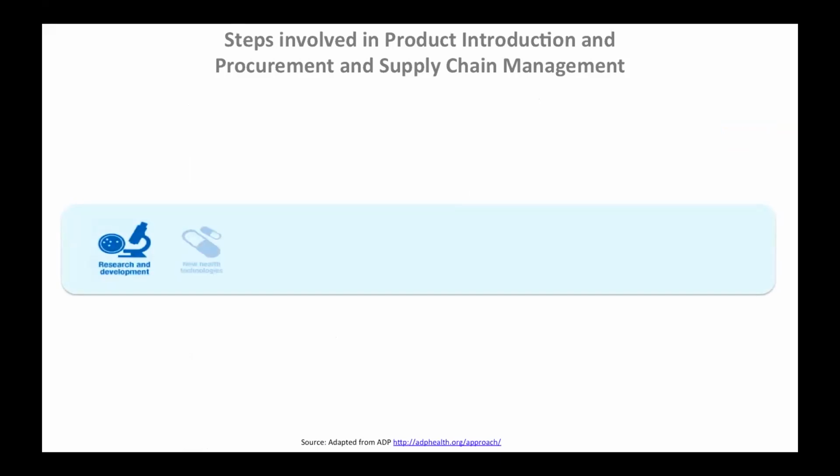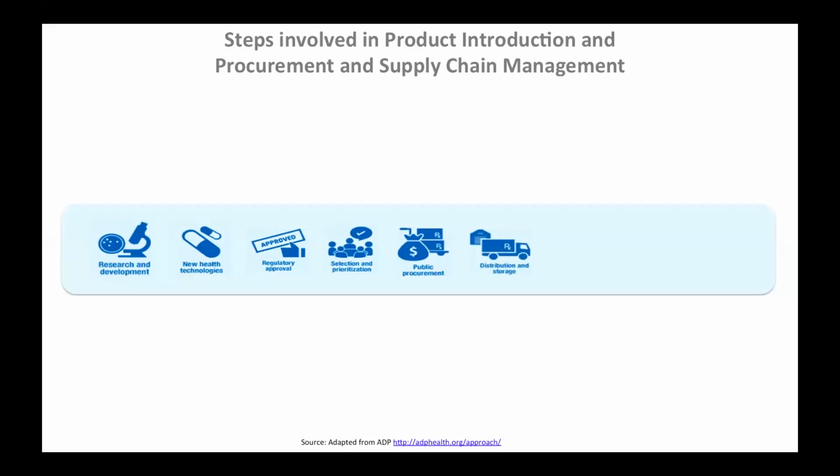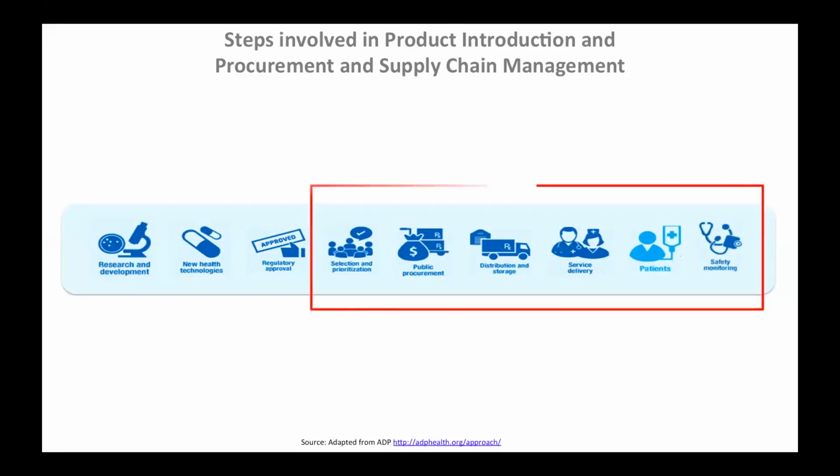So the steps involved in product introduction and procurement supply chain, when we talk about it, we start with R&D, you create the new health technologies, they get approved, not only by one regulatory authority, but each country approves it before it enters. You select and prioritize the products you need. There's procurement, purchasing, whether it's public or private sector. You distribute and store. You service delivery, the actual use in clinics, hospitals, primary healthcare clinics, patients benefit, and we ensure that there is safety monitoring. And this is the area, the red box, where the procurement, this is what's referred to as either access to medicines in a broad way, and more specifically as a subset, procurement and supply chain management.